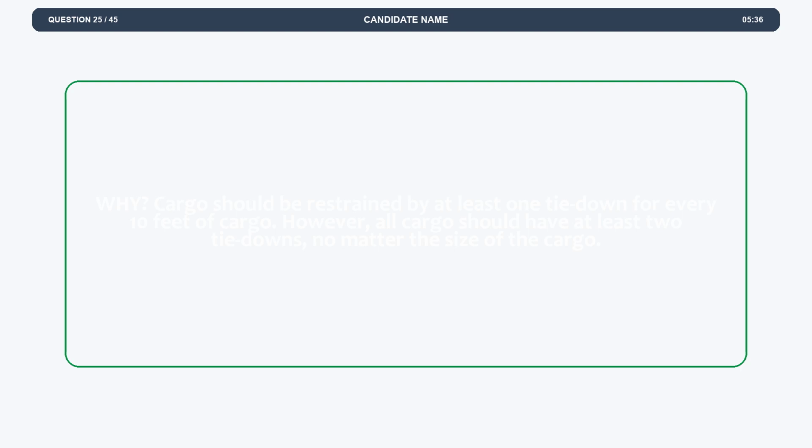Explanation. Cargo should be restrained by at least 1 tie down for every 10 feet of cargo. However, all cargo should have at least 2 tie downs, no matter the size of the cargo.